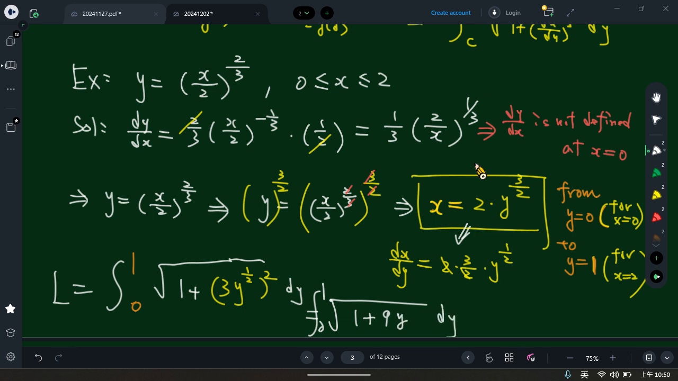Right? So again, when you find this one, you can let u be 1 plus 9y. Use a substitution. Then I will skip this part. Still use substitution. And finally, you can get the result, which is 2 over 27 times 10 times the square root of 10 minus 1.